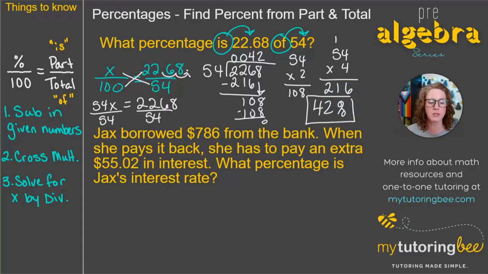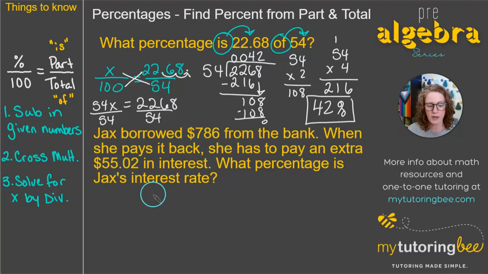It's a word problem. So we've got Jax borrowed $786 from the bank. When she pays it back, she has to pay an extra $55.02 in interest. What percentage is Jax's interest rate? Now we are assuming that this is simple interest on this particular problem, so we just are trying to find the percentage on this amount of money, 786, if she's paying $55.02.